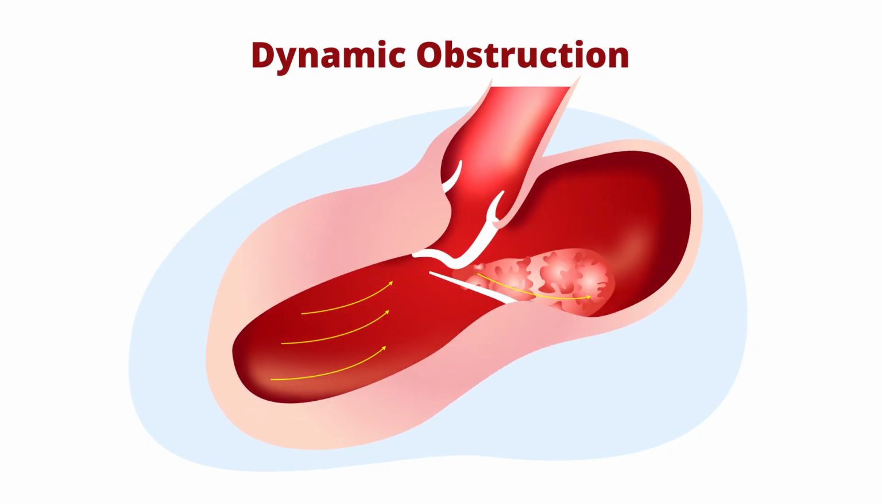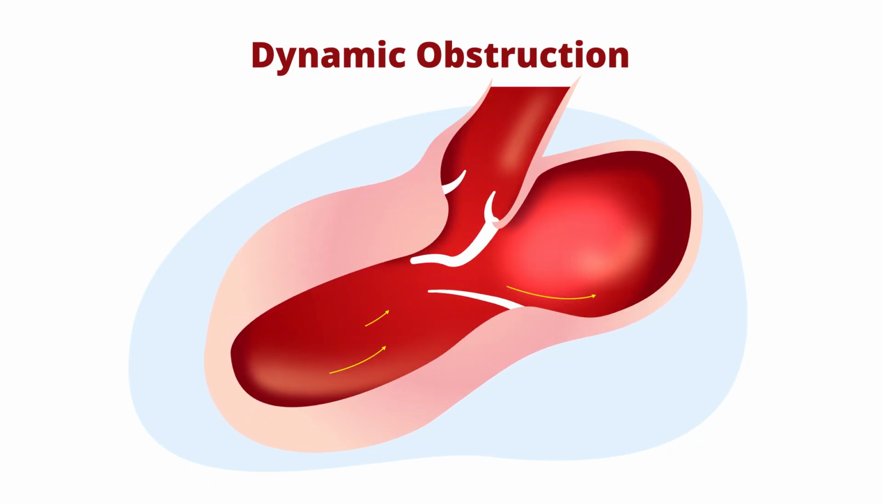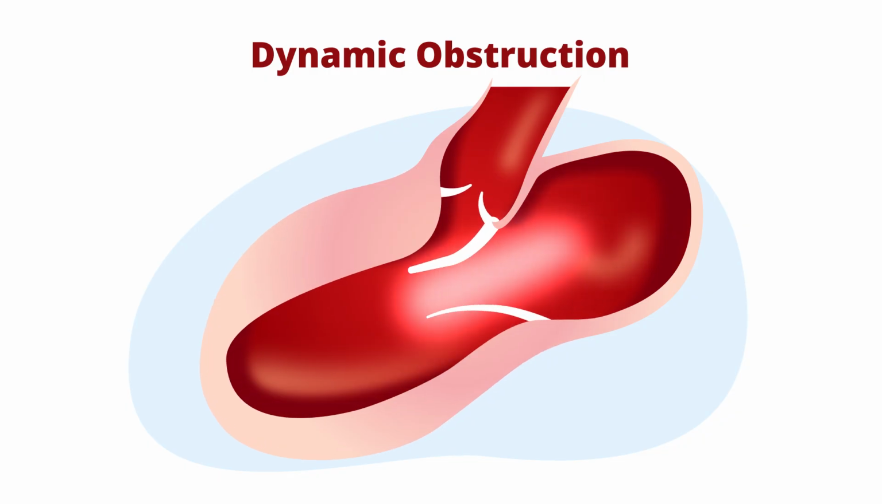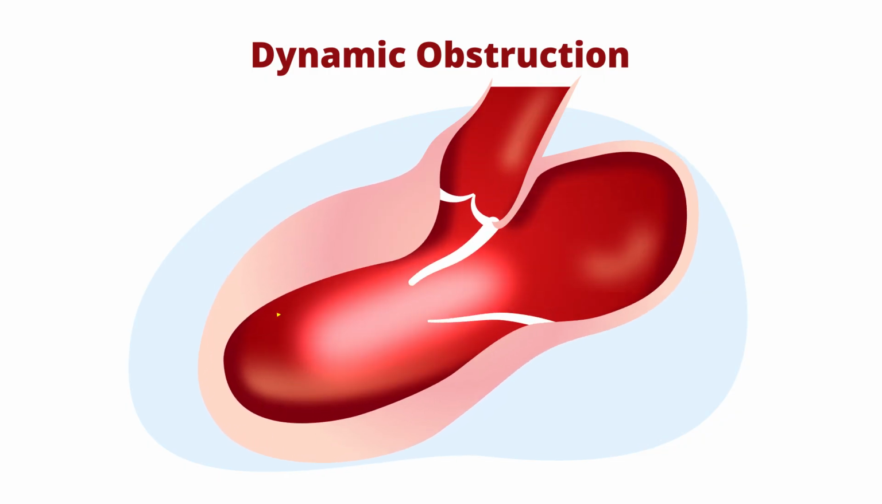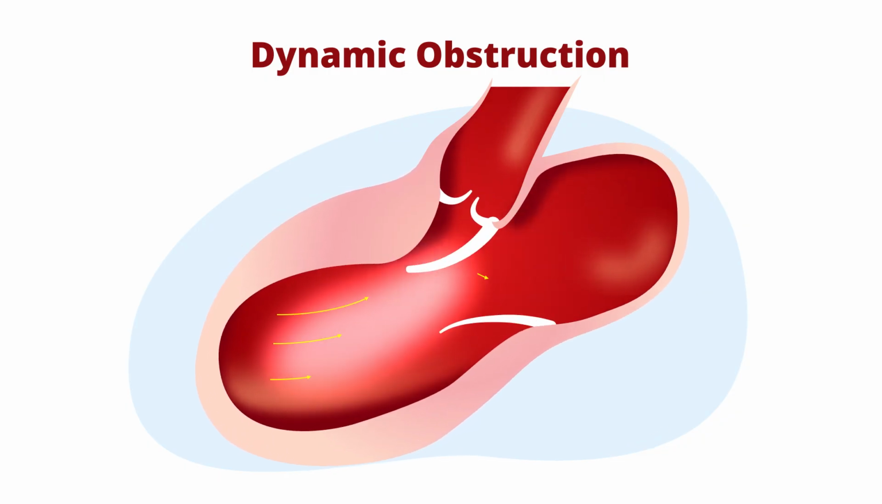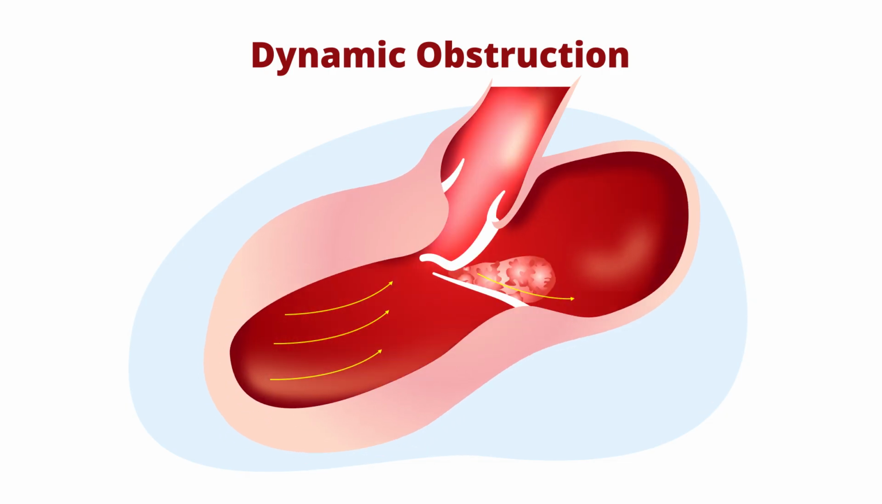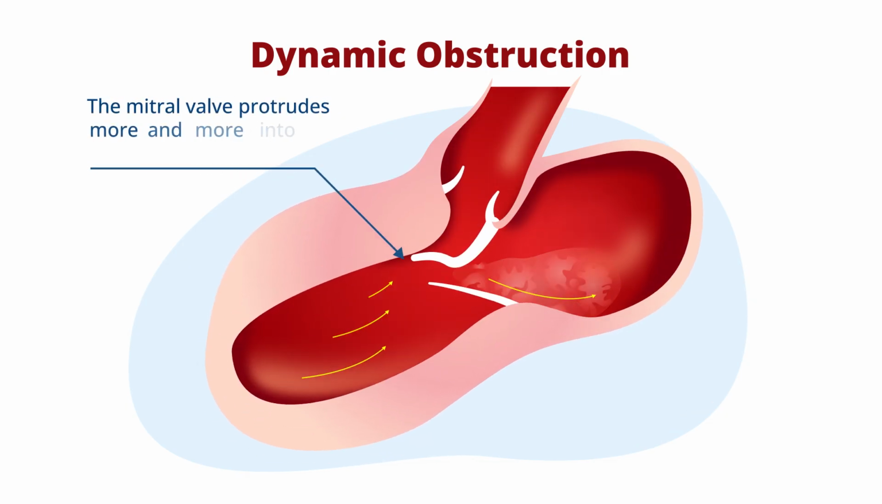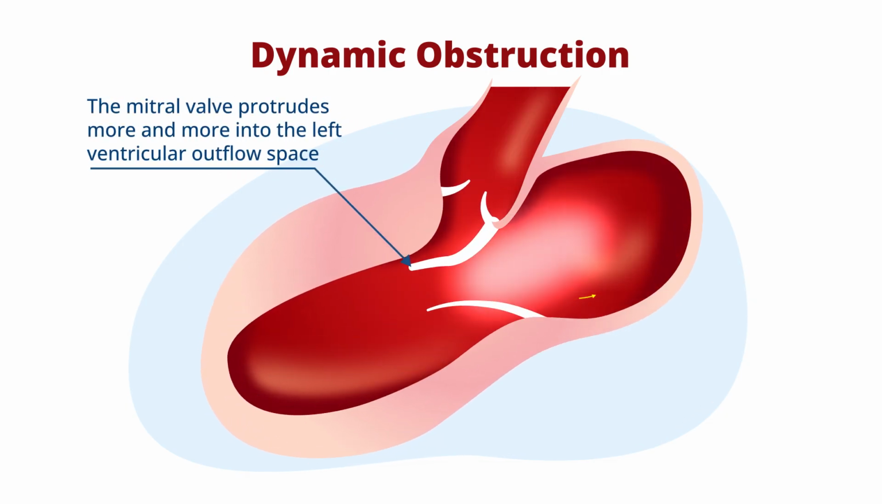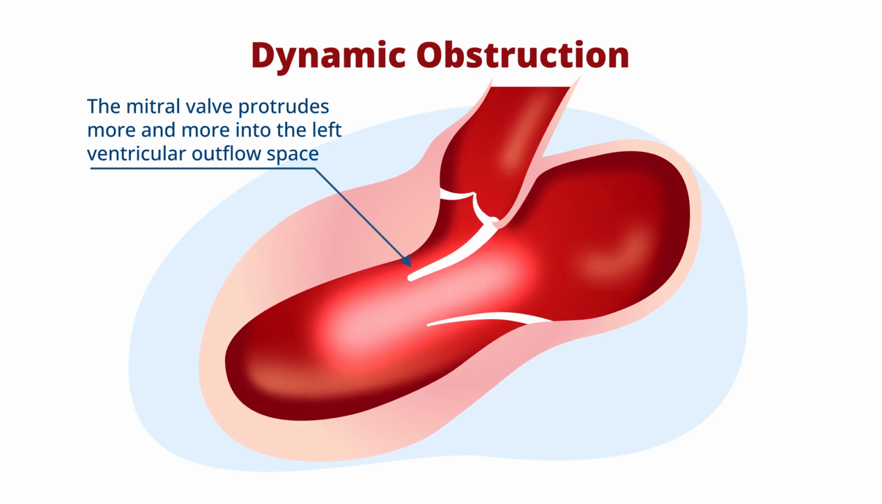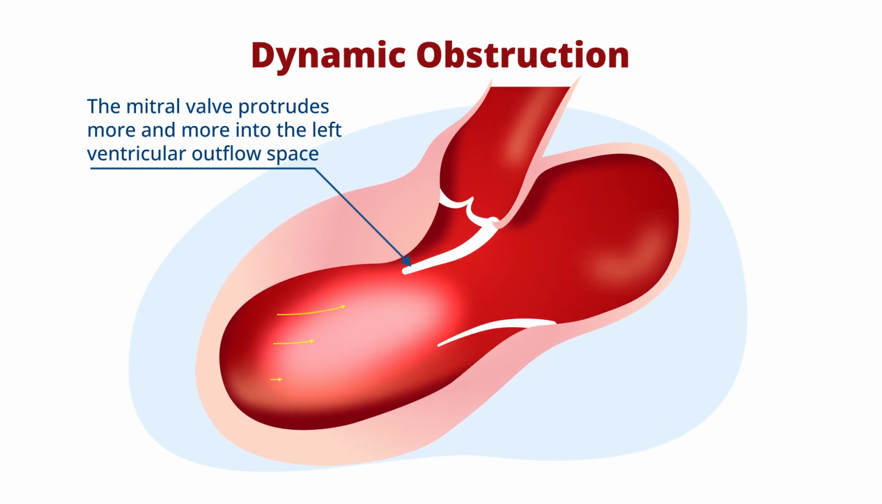A typical example of dynamic obstruction may occur in those with hypertrophic cardiomyopathy and associated systolic anterior motion of the mitral valve. In this case, as systole progresses, the mitral valve protrudes more and more into the left ventricular outflow space, which causes an obstruction in mid to late systole.